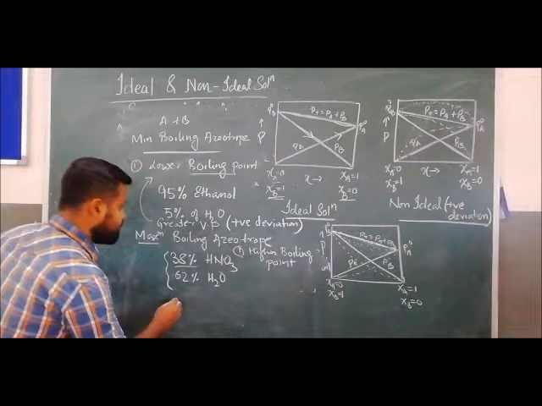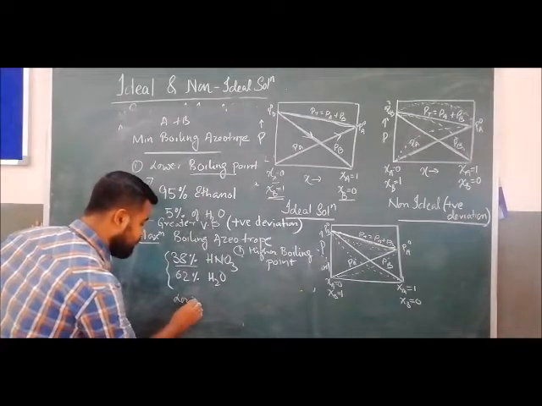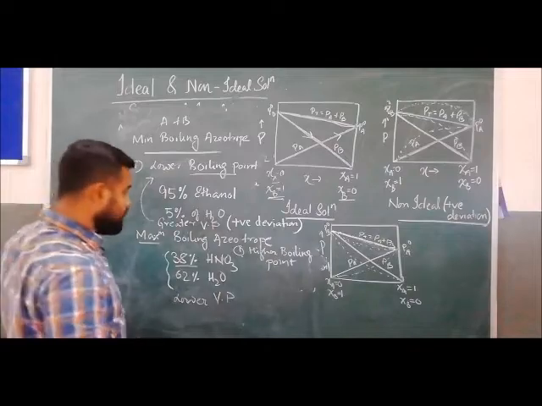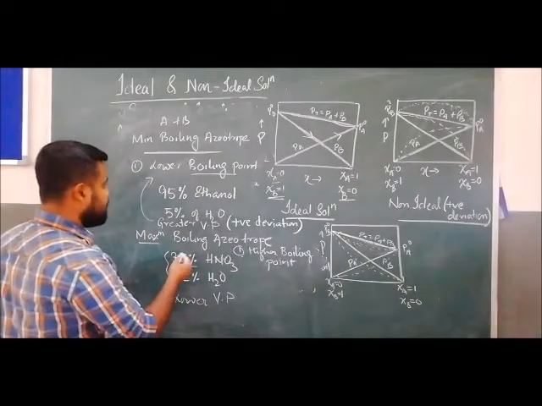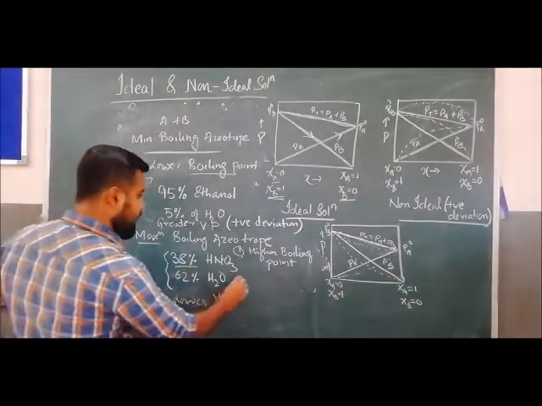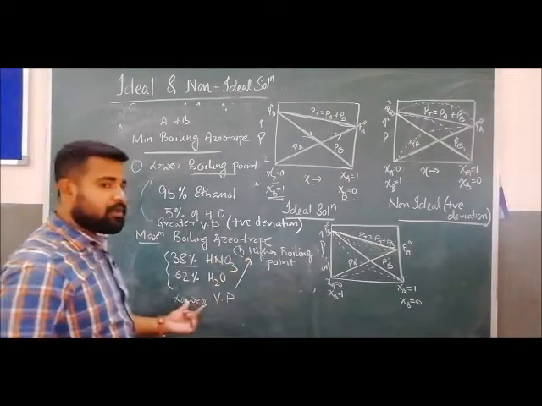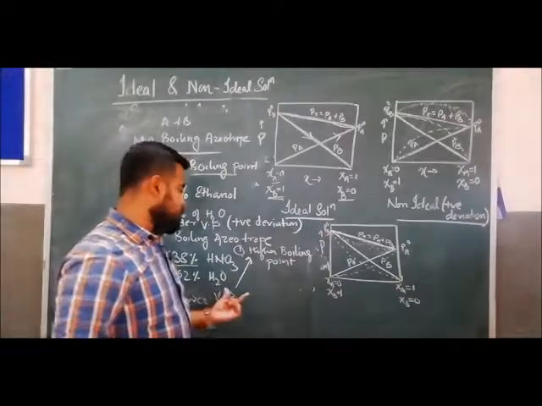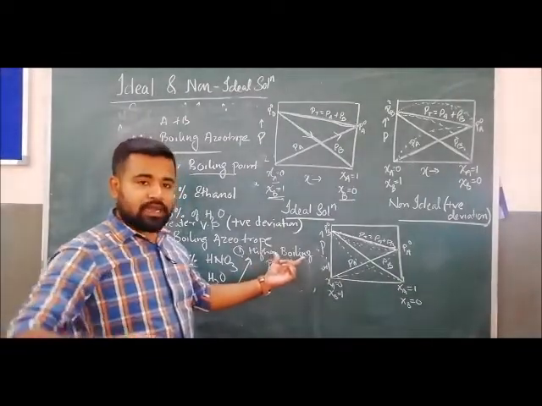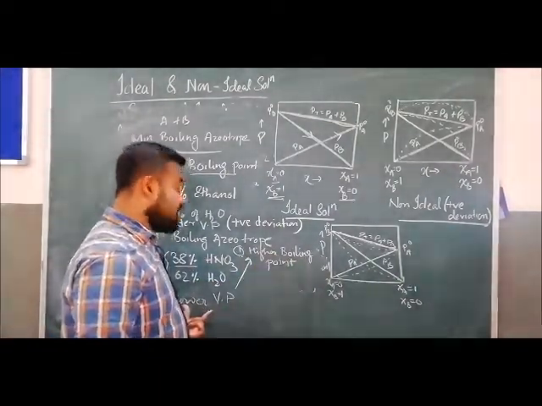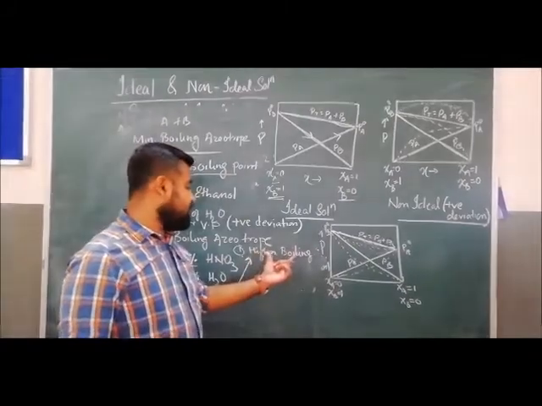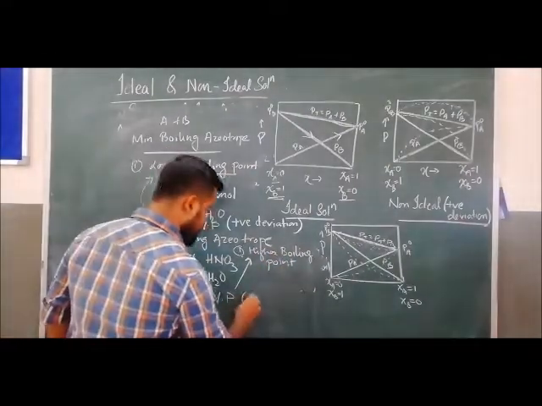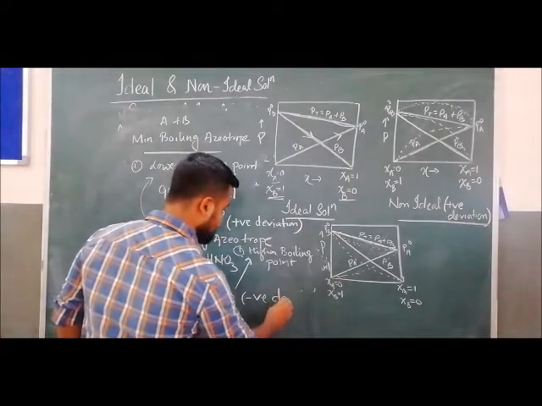But when there is lower vapor pressure, what happens? There is a higher boiling point. Lower vapor pressure means it attains 1 atmospheric pressure at higher temperature. That's why lower the vapor pressure, higher the boiling point, hence it shows negative deviation.